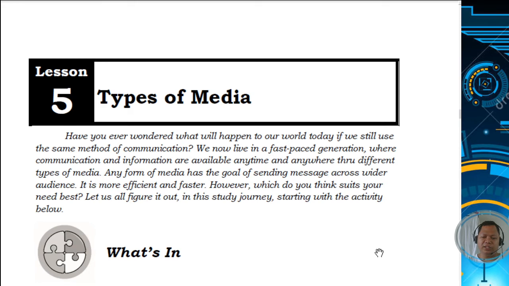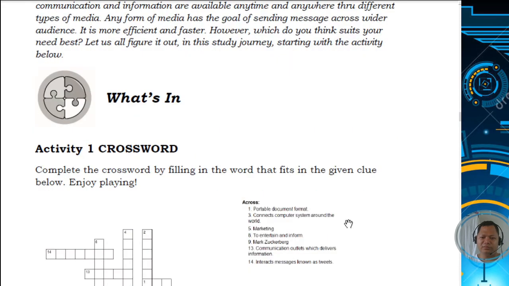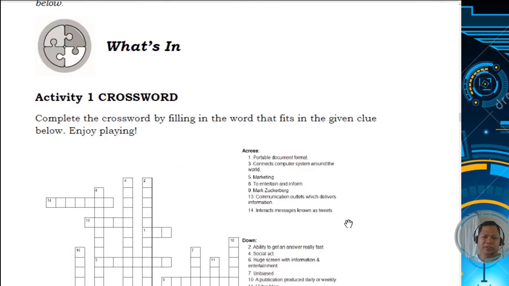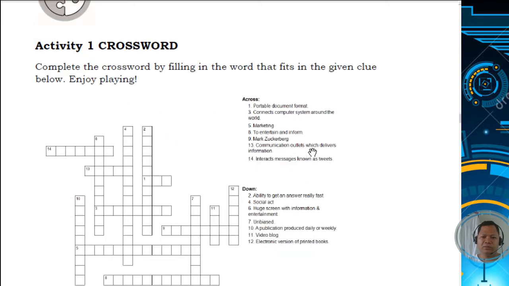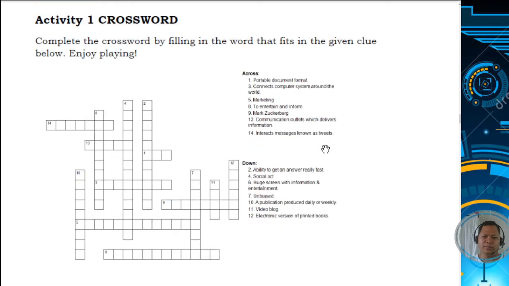starting with the activity below. Okay, we have here Activity 1, crossword. I want you to complete this crossword puzzle. This is the first activity for this module. I want you to submit this in a Word document and email this to my Gmail account. Okay, so I'll just leave this to you.